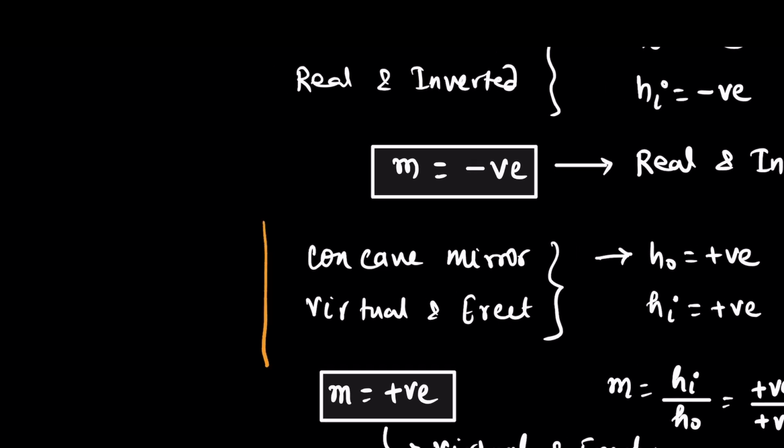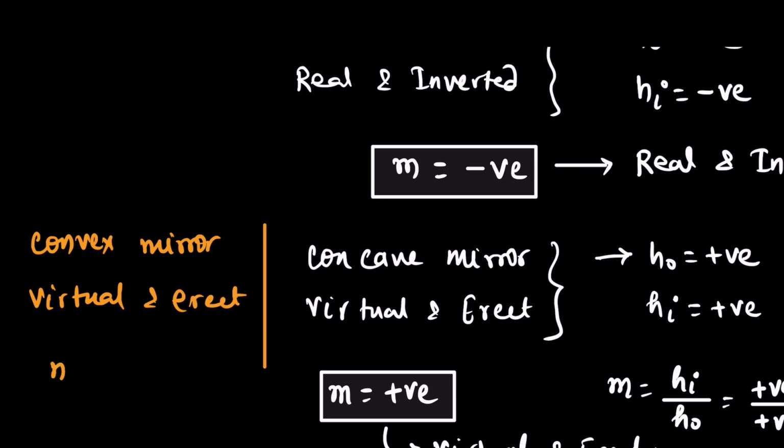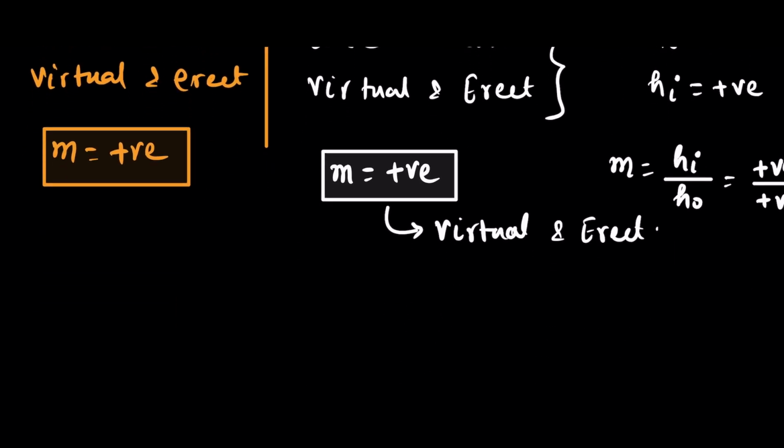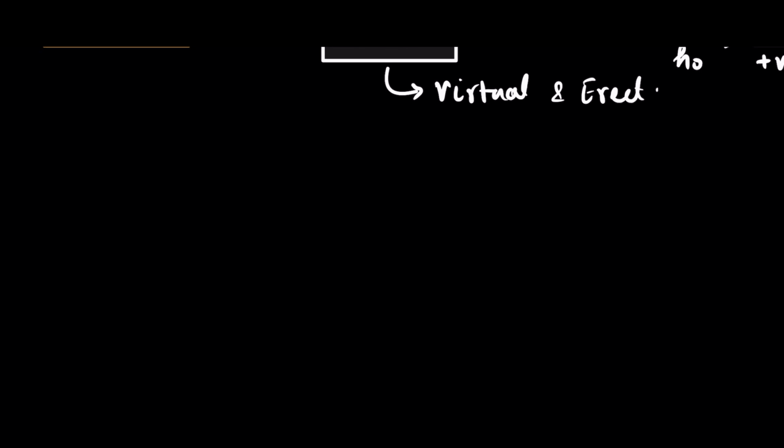Similarly, if you take a convex mirror, it is always virtual and erect, so there M is positive. So here is one question. Let's think and try to tell the answer.